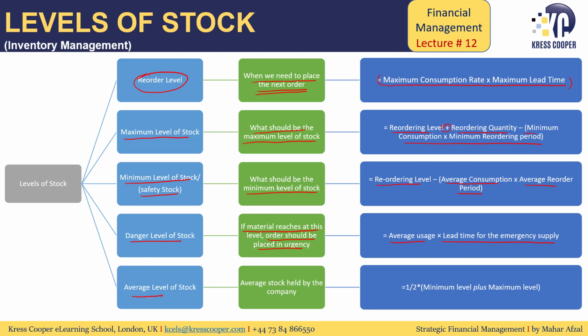Average level of stock, we all know this. Average level is equal to 1/2, within brackets maximum level plus minimum level, divided by 2. It will give me the average level of the stock.